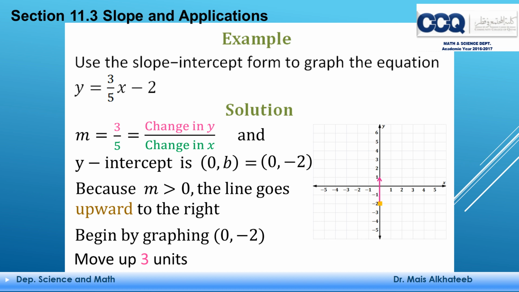Now I will go to the right. The change in x means go to the right, the change in y means go up. The change in x is 5 steps, so move right 5 units, marked by the green color: 1, 2, 3, 4, 5. Then we will get another point. We join both points so we get the graph.